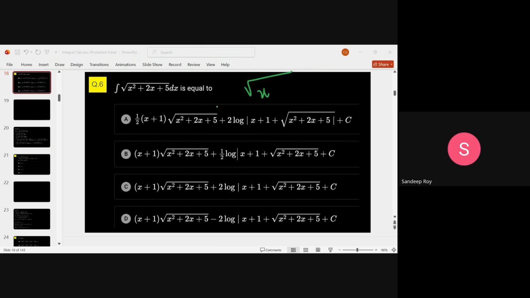This is x square plus a square, correct? The integration of under root x square plus a square dx. So this formula you have to use, and from there you will get the answer. Okay, so now check which answer is correct.